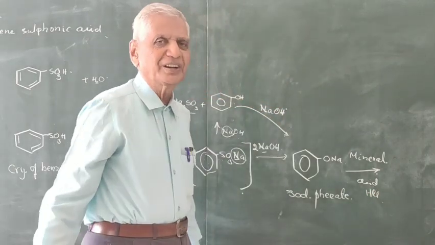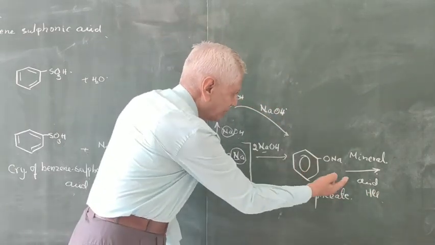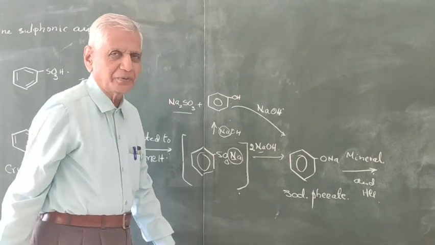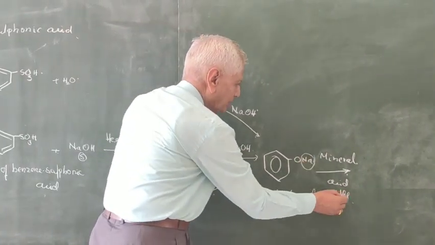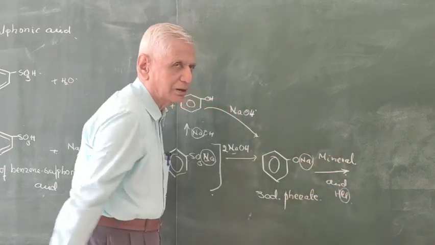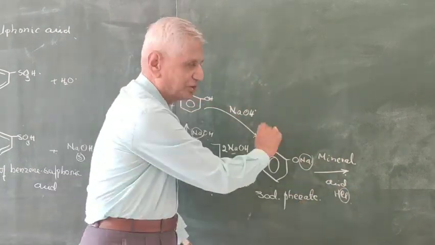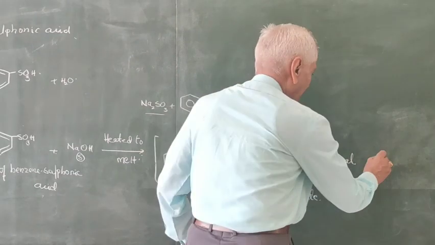So on acidification, that means this is treated with acid. It is called as acidification. So on acidification, Na separates out with Cl and you get NaCl and OH enters there and you are getting the phenol.